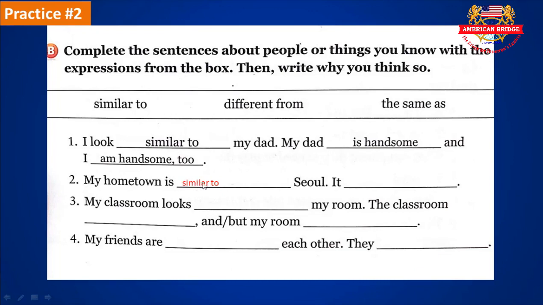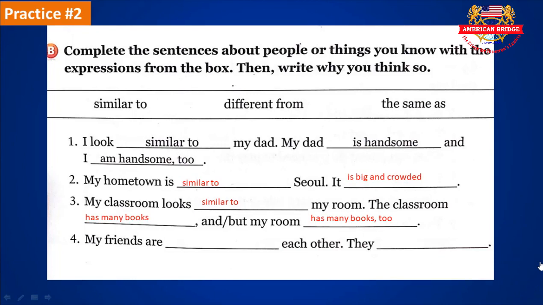Okay, and it is big and crowded. In my hometown there's no crowd, but this is just an example, everyone. Okay, my classroom looks similar to my room. My classroom has many books, and my room has many books too.